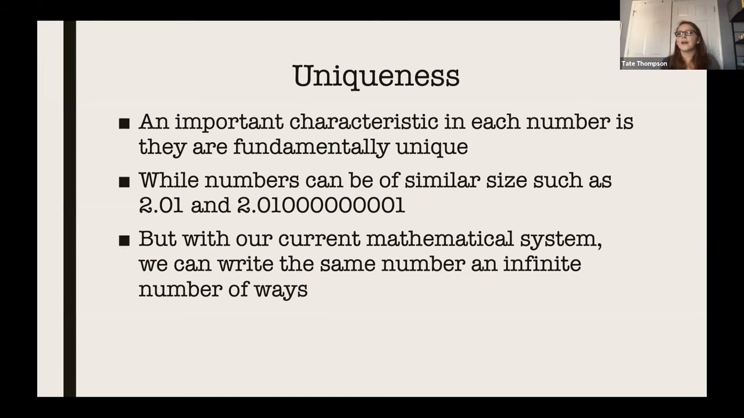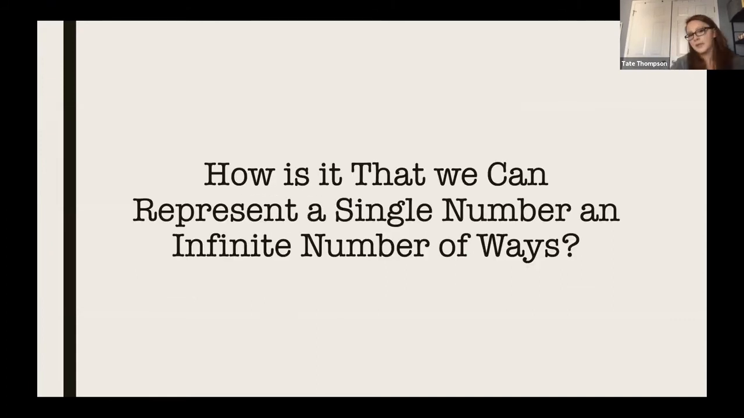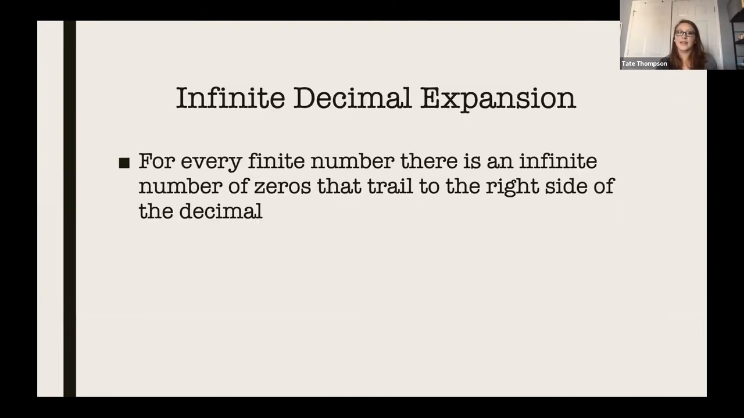We found an issue with our current mathematical system that we can write the same number an infinite number of ways. And if I just explained how important uniqueness is to a number itself, how can we write one number an infinite amount of ways? Here again, how is it that we can represent a single number an infinite number of ways? In our current mathematical system, infinite decimal expansion allows for us to write numbers an infinite number of ways. For every finite number, there's an infinite number of zeros that trail to the right side of the decimal place.